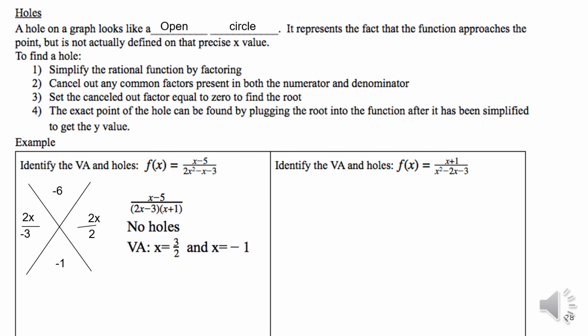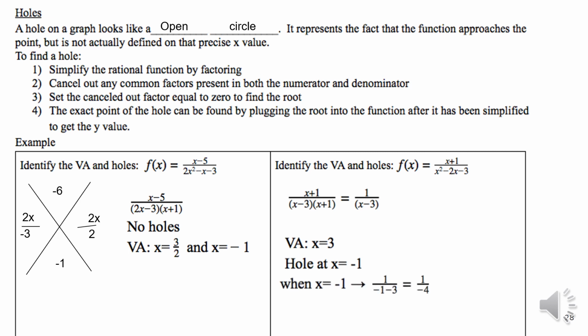On the right-hand side, again, I need to factor, so I get x plus 1 over x minus 3 times x plus 1. The x plus 1 terms cancel, which means I do have a hole, and I found my location by setting that factor equal to 0. So our vertical asymptote is at 3, and our hole is at x equals -1. So to find the exact point, we need to take -1 and plug it into our simplified equation, and therefore we find that our hole is at -1, -1/4.